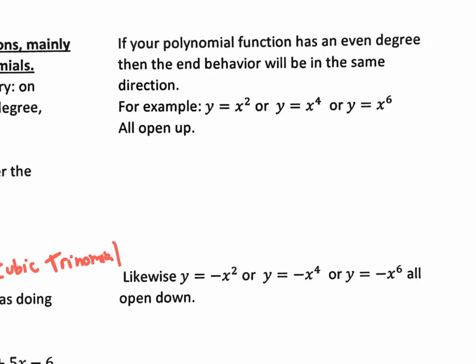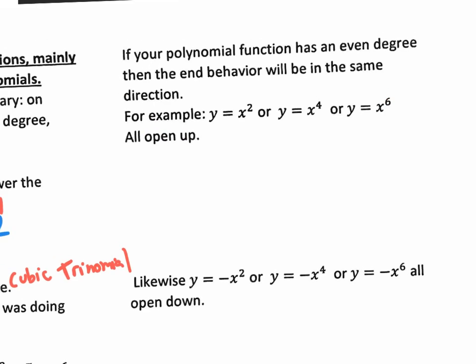So on the upper right part of our notes, it says, if your polynomial function has an even degree, then the end behavior will be in the same direction. For example, y equals x squared, that's an even degree. Y equals x to the fourth, that's an even degree. Y equals x to the sixth, that's an even degree. All of those open up, all right?